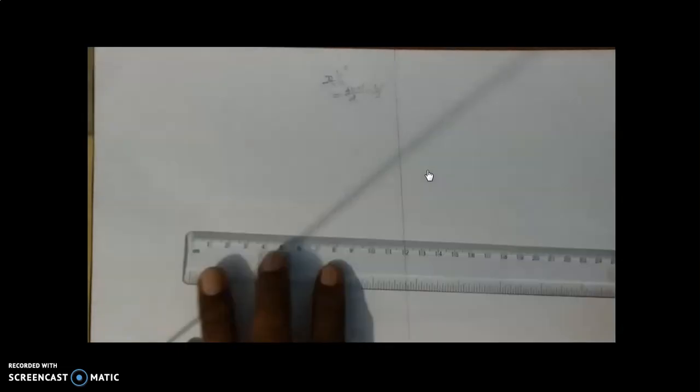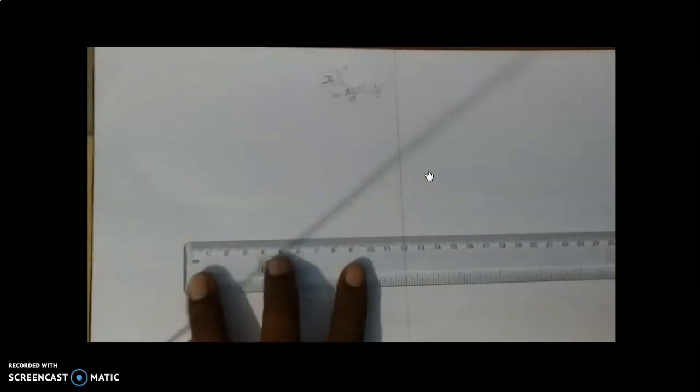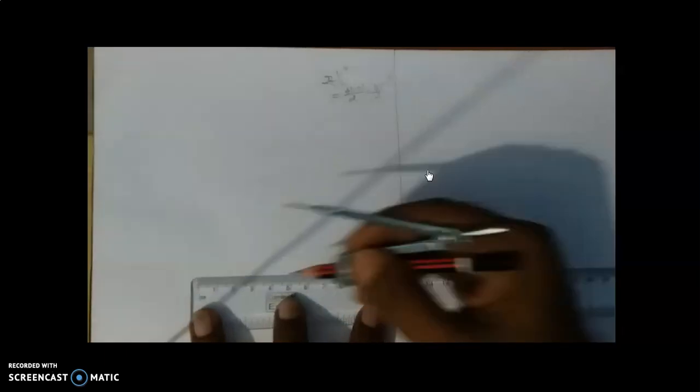How can we construct 45 degree first? 45 degree is nothing but half of 90 degree. So first we have to draw 90 degree, then bisect 90 degree into 45, and again bisect 45 degree into two equal halves. That is the procedure. So for a 90 degree angle, first we need to draw 60 degree, right?